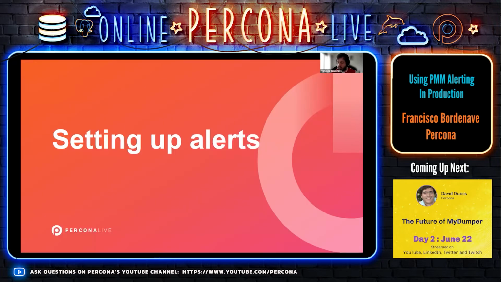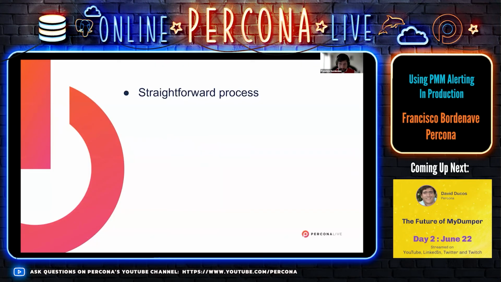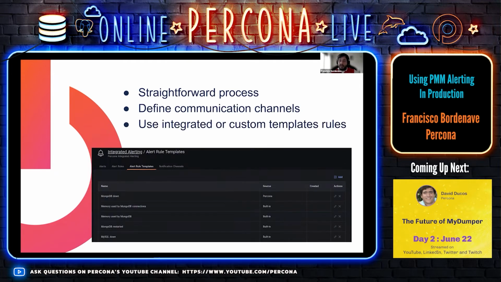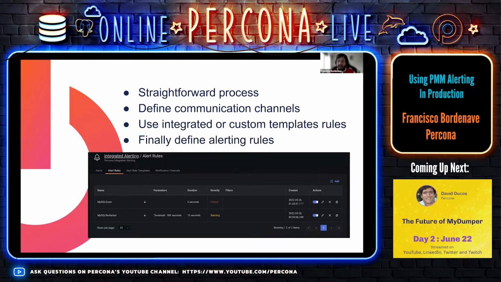So how to set up alerts? It's a super straightforward process. We need to define a communication channel that can be email, Slack, webhooks. We need to define a template rule. Some of them are already built in. Some of them can be created in a custom manner. And finally, define alert rules.